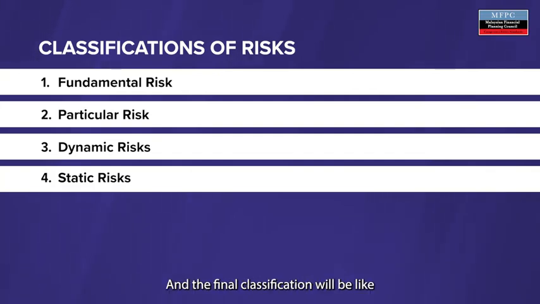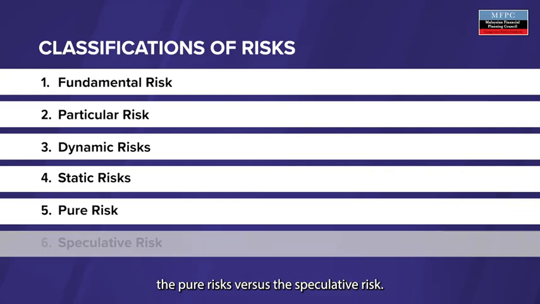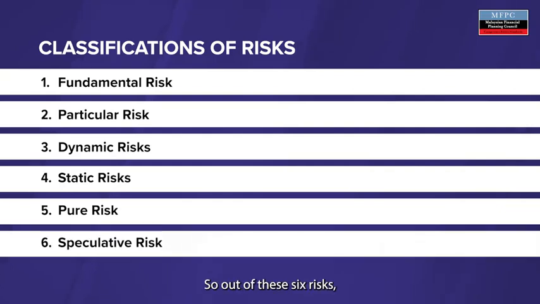And the final classification is the pure risk versus the speculative risk. So out of these 6 risks, mainly 3 are insurable and the other 3 are not insurable. Can you identify the 3 that will be insurable?